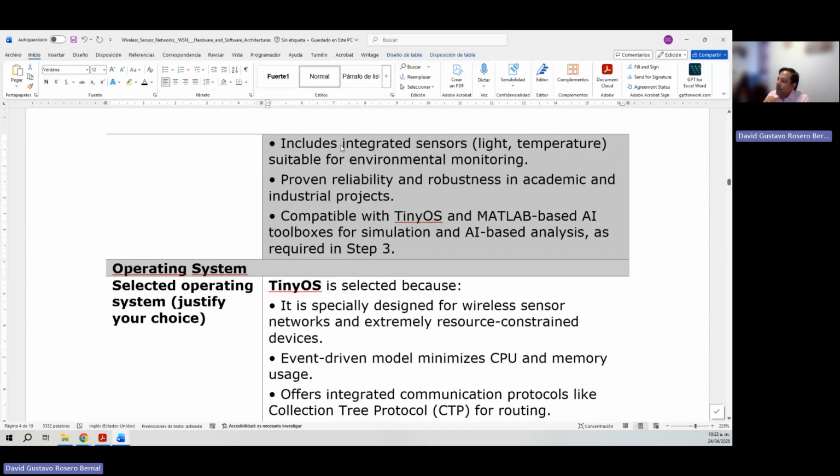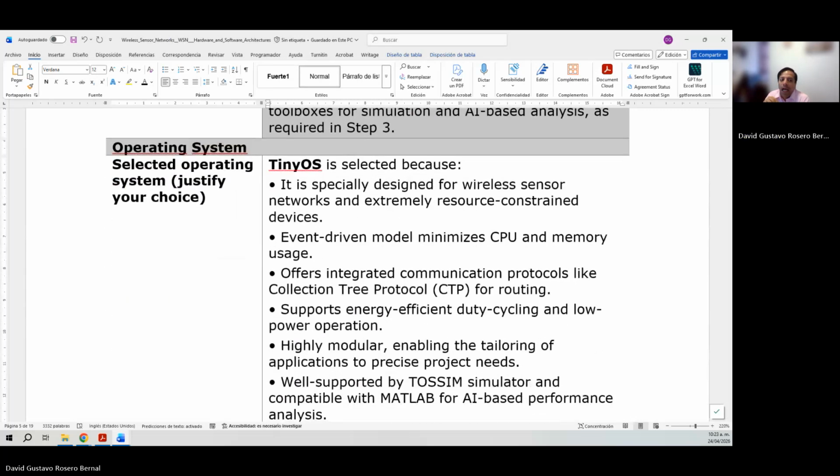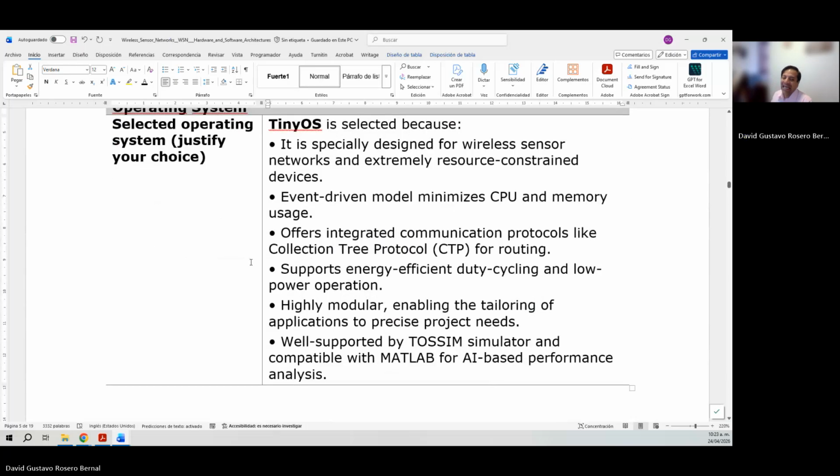Now, regarding the software, I have selected the TinyOS operating system for several reasons. This operating system is specifically designed for wireless sensor networks, particularly for highly resource-constrained devices. It uses an event-driven programming model, which means nodes only consume power when specific events occur, ensuring extremely low energy usage.